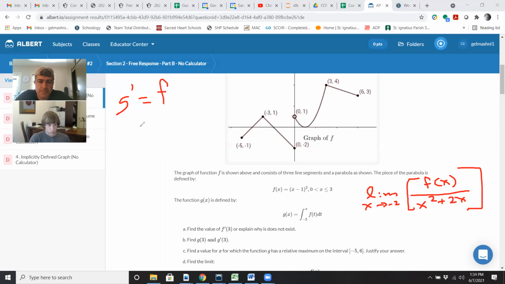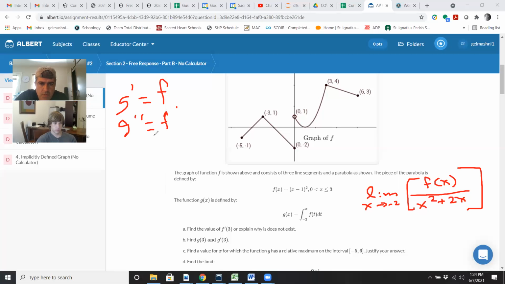And G double prime equals f prime. We want to kind of get that out of the way first. Then let's see here. Find f prime of 3.